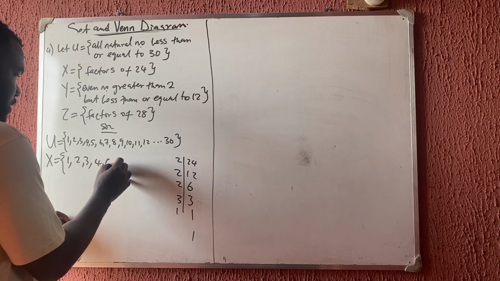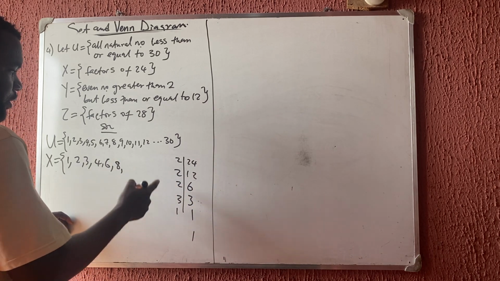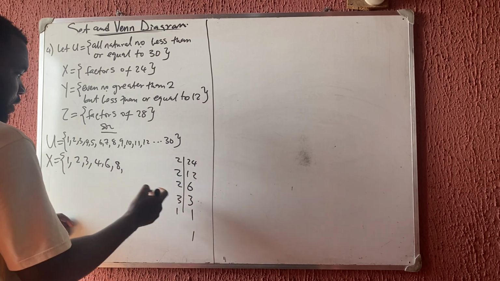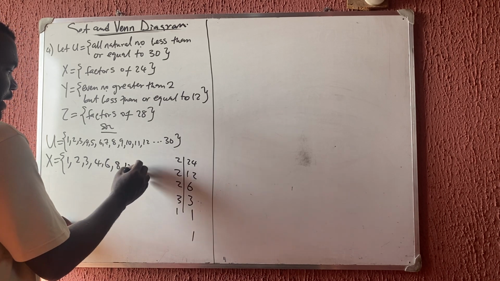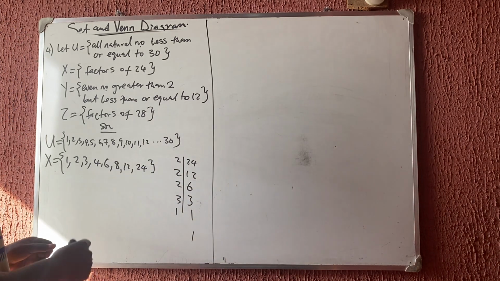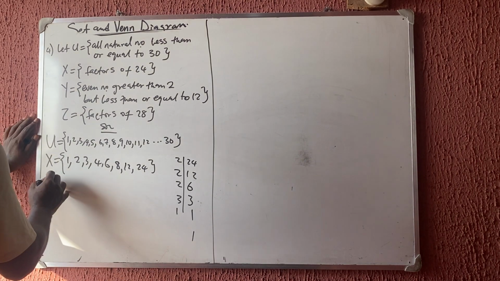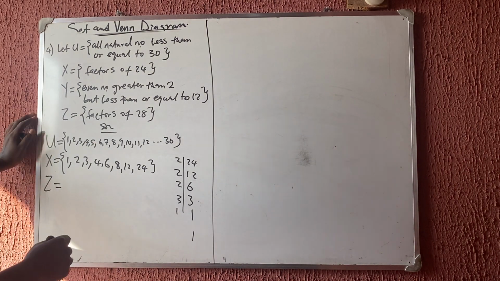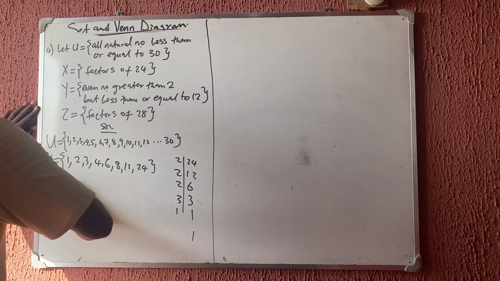1, 2, 3 will give us 8. 8 is here. Is 9 here? No. 10 here? No. 11 here? No. 12 is here. 12. And then finally 24. Okay, so these are the factors of 24. So the next one, z, but they say that, okay, sorry, y.